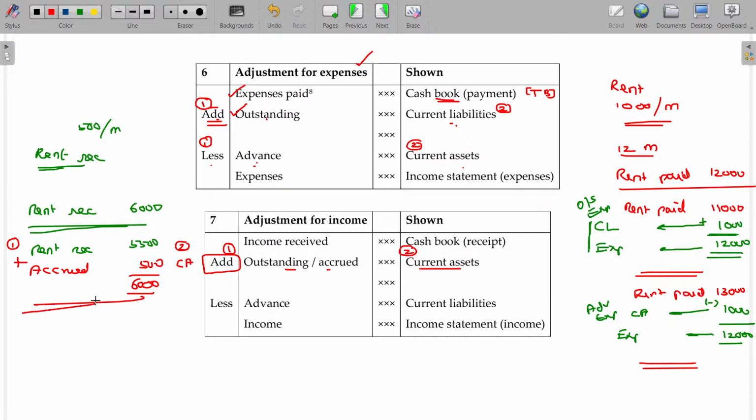And similarly, if the rent received being 7,000, what does it mean? You are eligible for only 6,000, but you got 7,000 rupees, 1,000 additionally. That is not for this period. It may be for the next period. So next period, you need to give your premises for rental without any money collection, means you are liable.